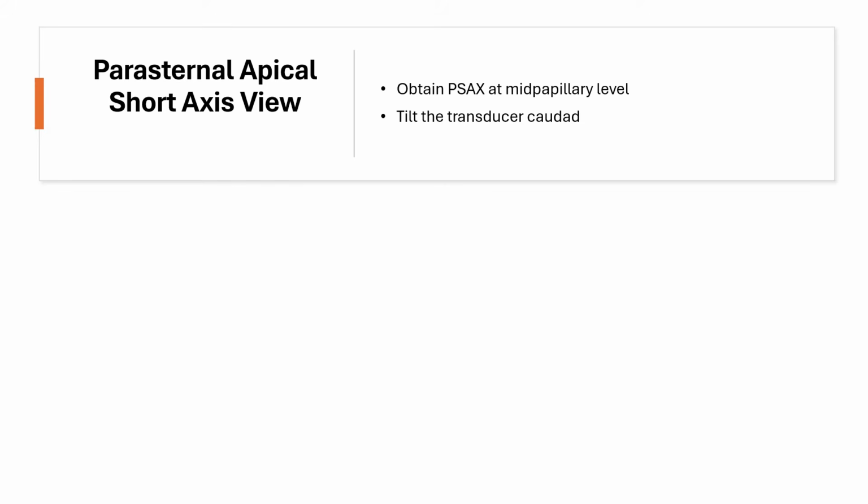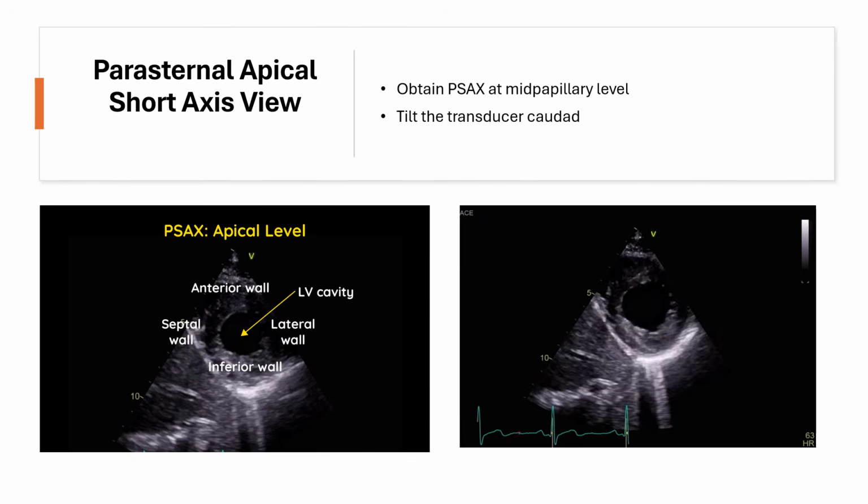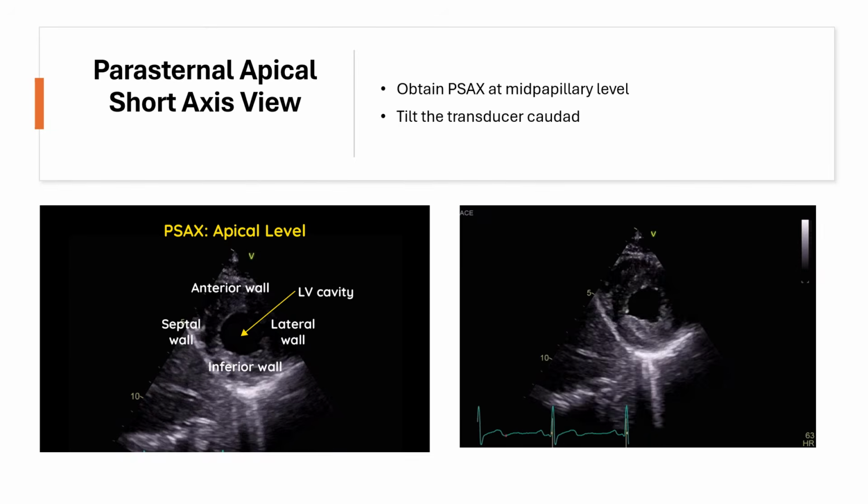And our final parasternal short axis view is apical, where you see the heart at the apex. Just to remind you, at the basal level, you see the mitral valve, at the mid-papillary level, you see the mid portion of the heart, and here you see the apex of the left ventricle. Here on the left part of the screen, you see a frozen image, and on the right part of the screen, you see a video clip.